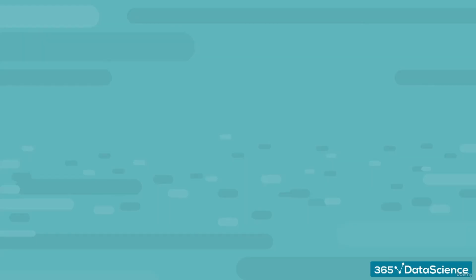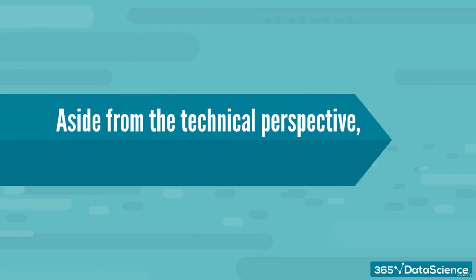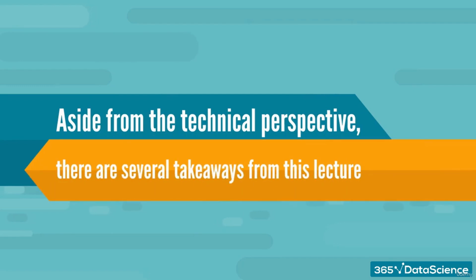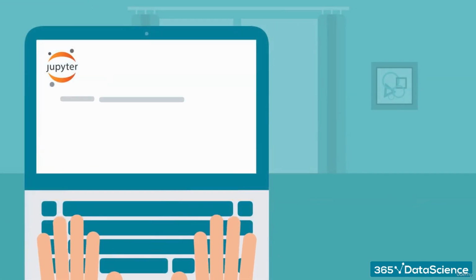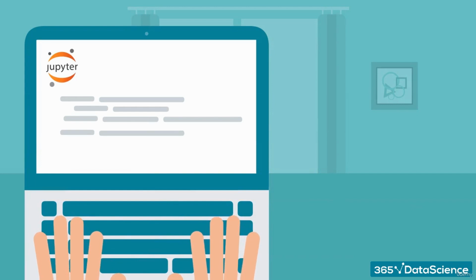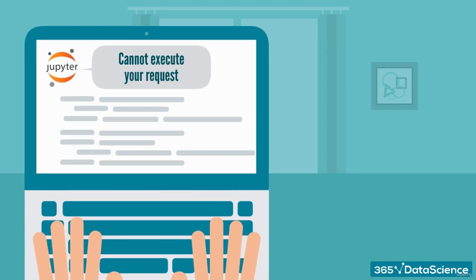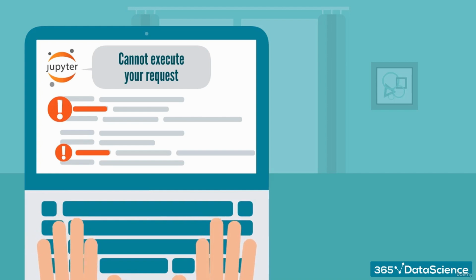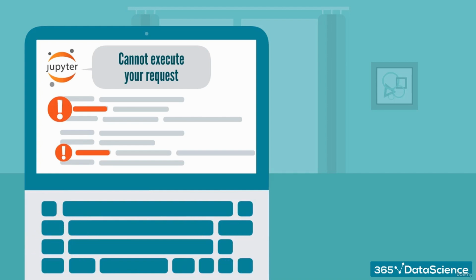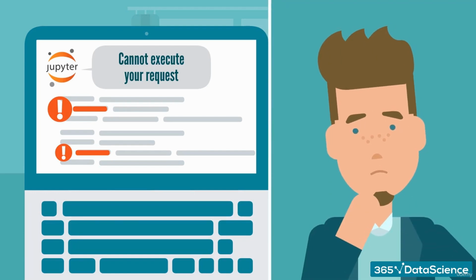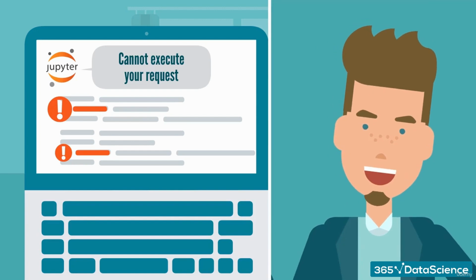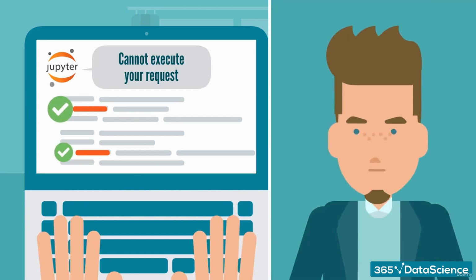All right. Aside from the technical perspective, there are several takeaways from this lecture. We can't rely on Jupyter to be always telling us the exact reason why it was not able to execute our request at a specific moment. It is amazing how accurate and precise it can be in its suggestions. But don't be surprised. Sometimes the obtained error messages won't be very clear to us, the programmers. Therefore, it will be our job to understand the messages and decide on how to solve the given problem.